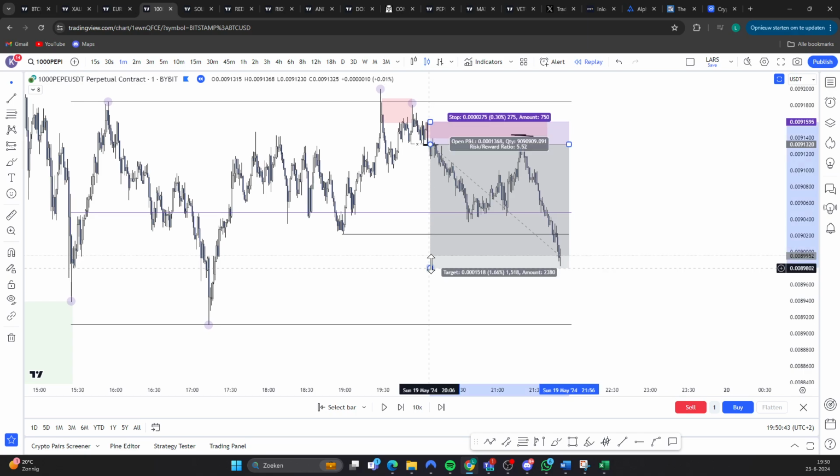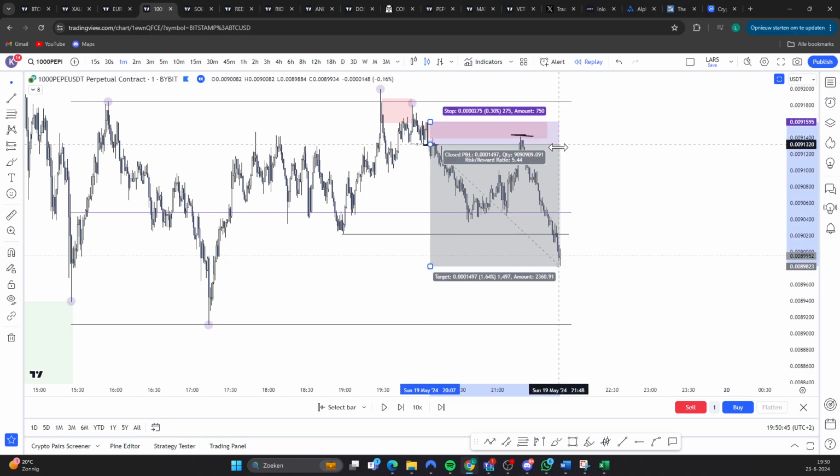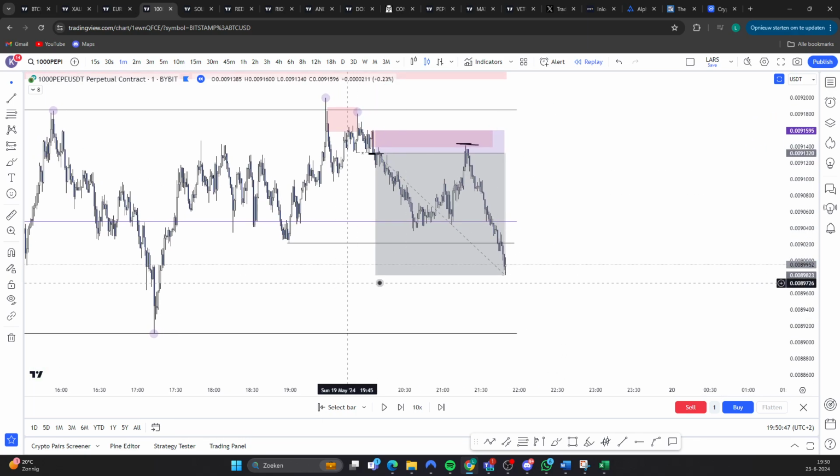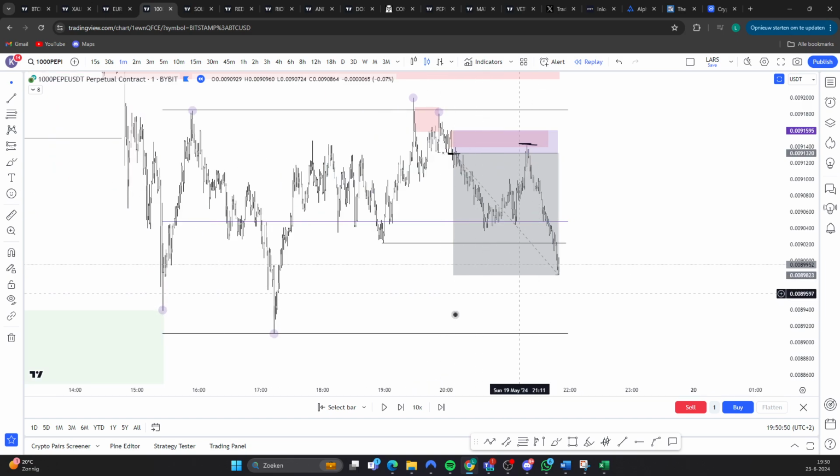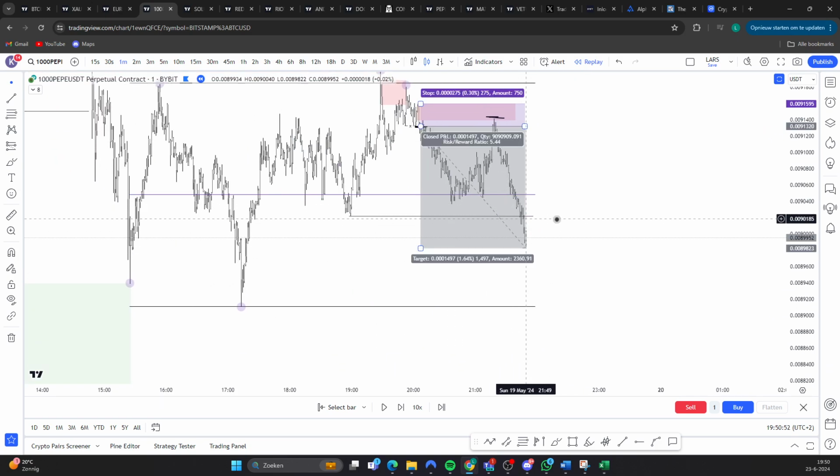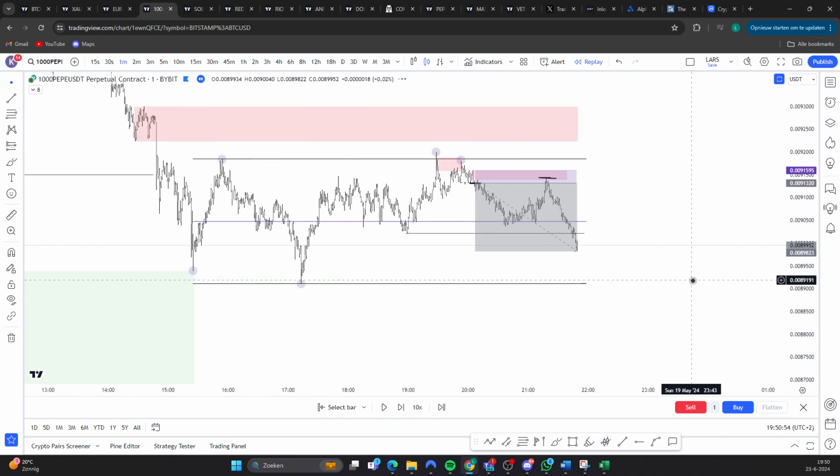Yeah, this is where I would TP. I would TP 75% right here, at the discount in case it accumulates, leaving 25% to run in case we go lower.